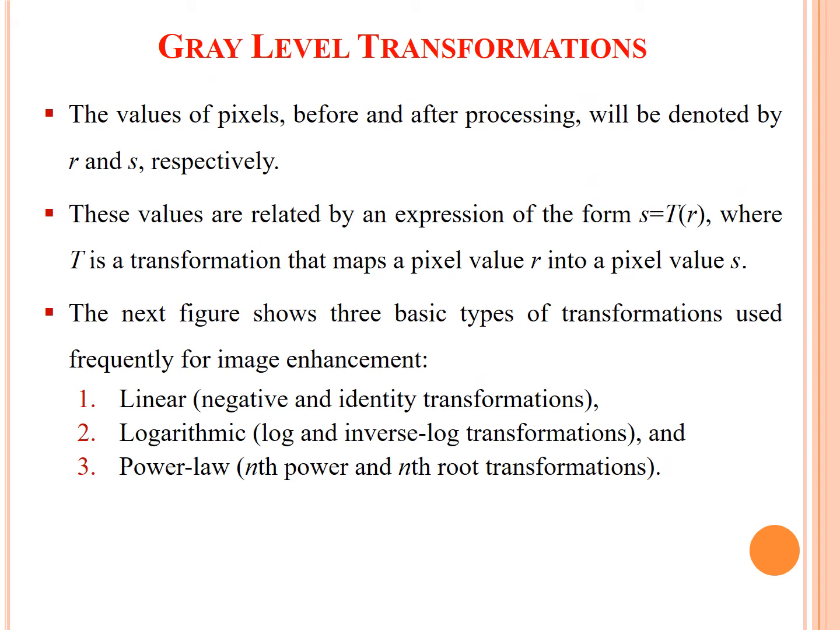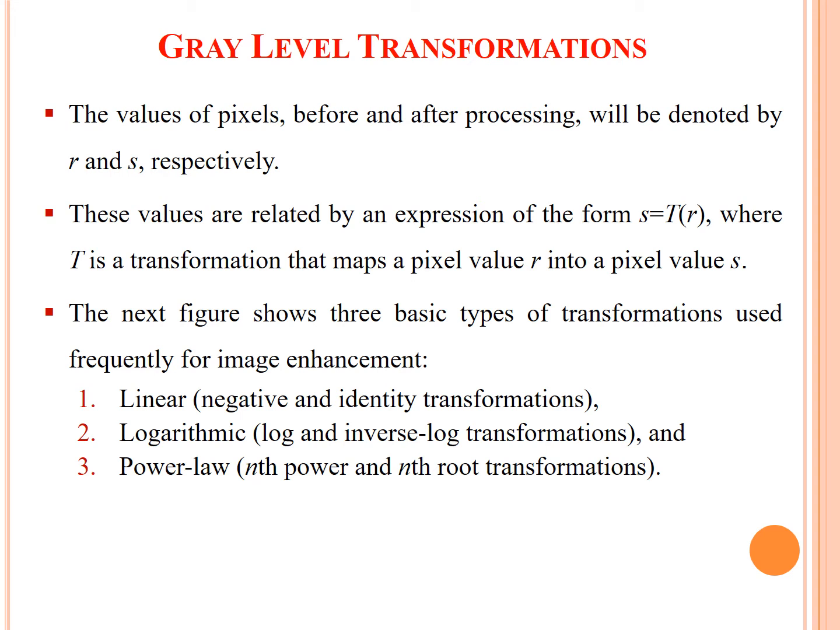Now we will see gray level transformations. The values of pixels before and after processing will be denoted by r and s respectively. These values are related by an expression of the form s = T(r), where T is a transformation that maps a pixel value r into a pixel value s. The figure on the next slide shows three basic types of gray level transformations used frequently for image enhancement.